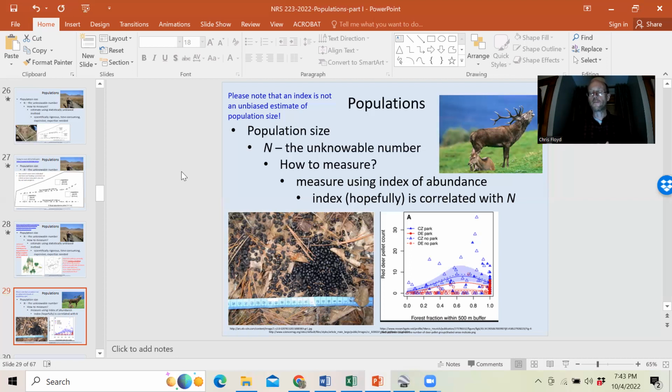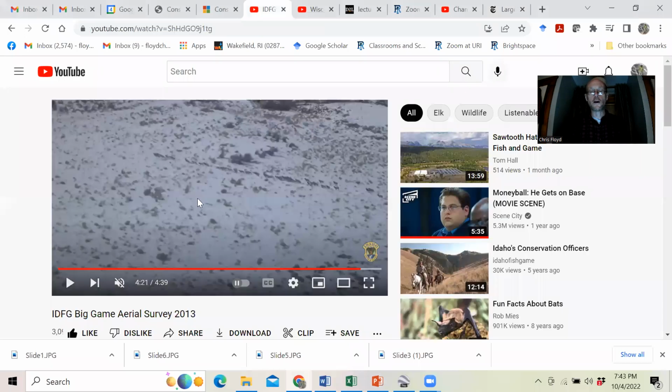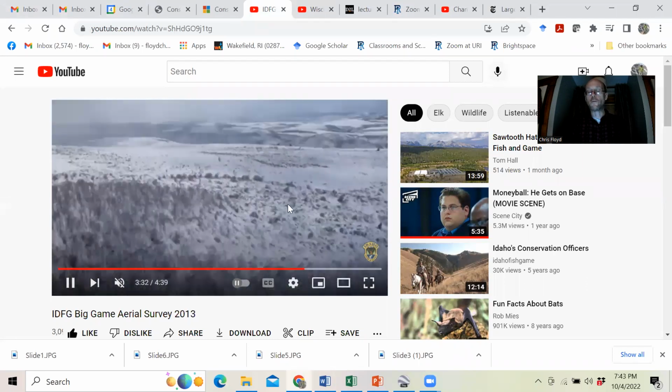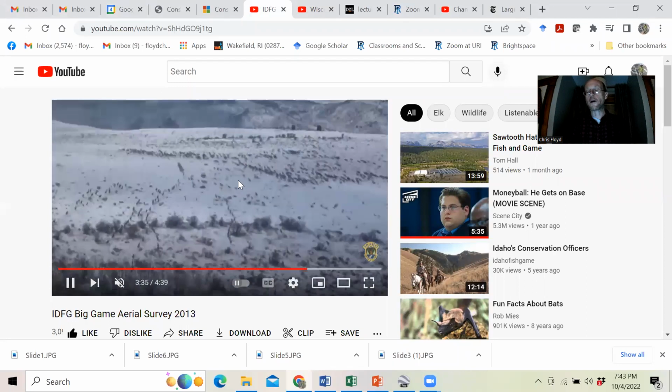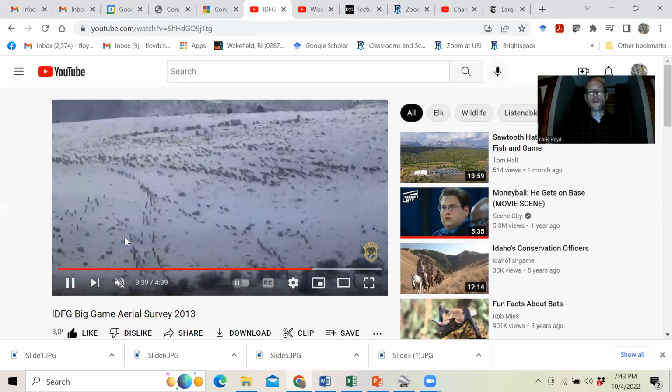It's an index. So really, I would say probably what Idaho Fish and Game usually end up with in the end is actually an index. So even if they do know how much area they sampled by helicopter, and you say, well, I know I'm confident within a certain area, I counted everybody that was there, or most of what was there, even if they do that, in the end, they're biased.